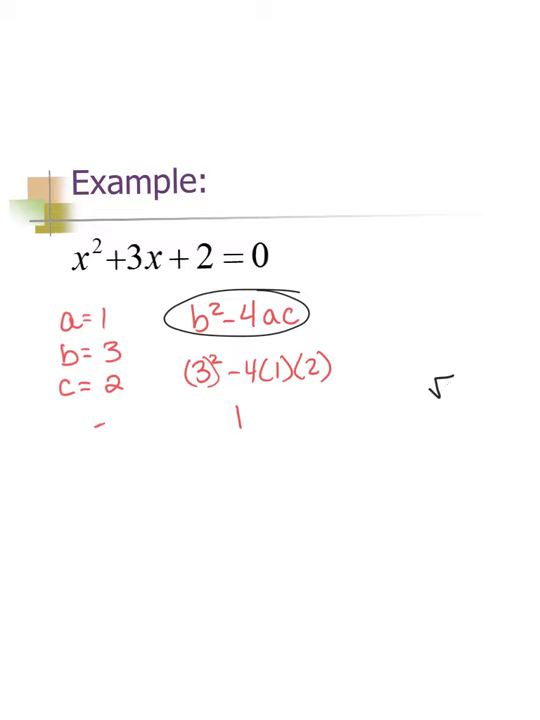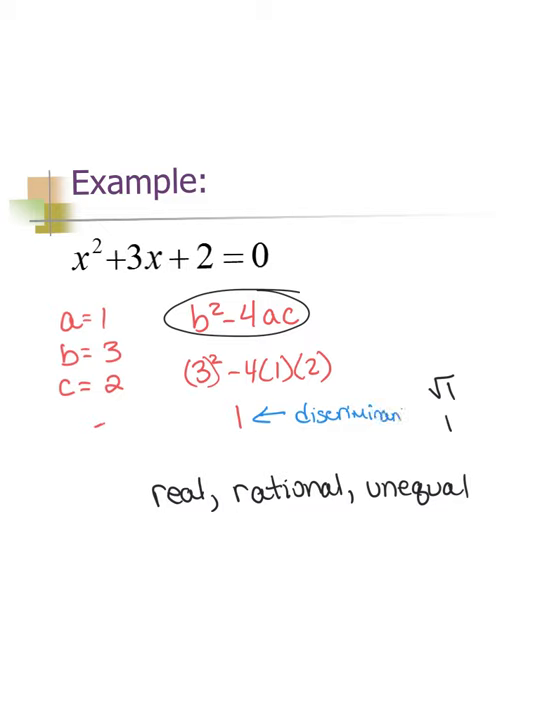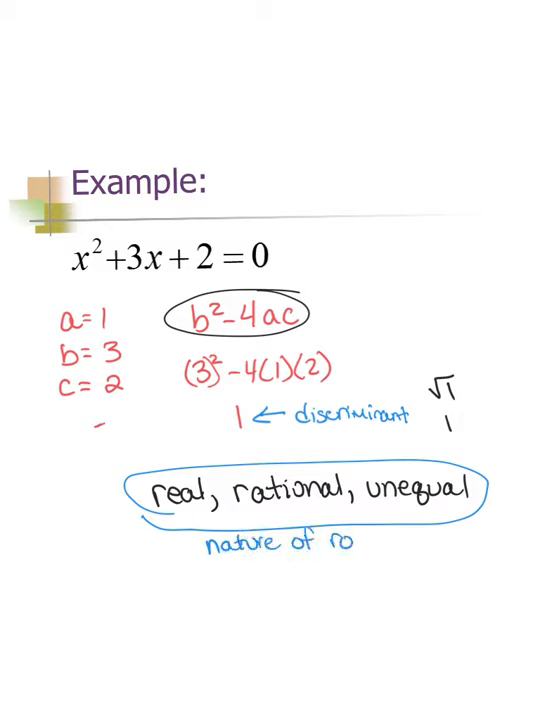So now in your head, think, what happens when I take the square root of 1? It's 1. So because it's positive, it's real. Because it's a perfect square, it's rational. And because it is a number, it's unequal. So here, this is the discriminant. And these terms here are called the nature of the roots. And it's just what kind of answers you get.